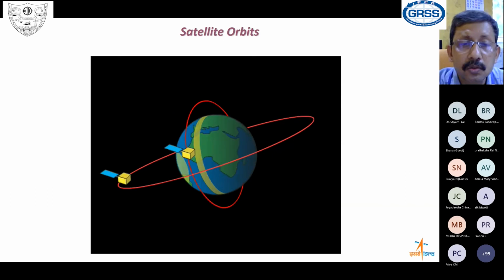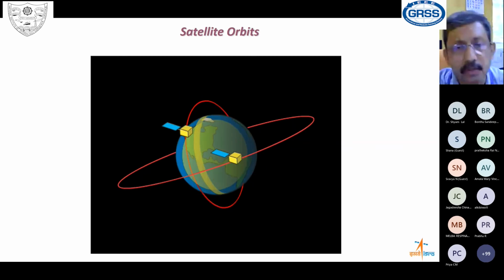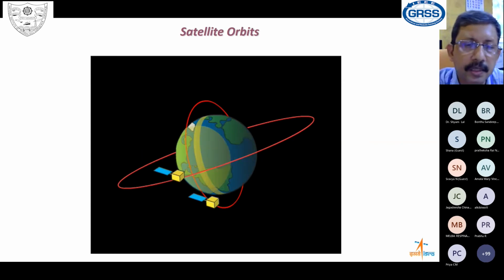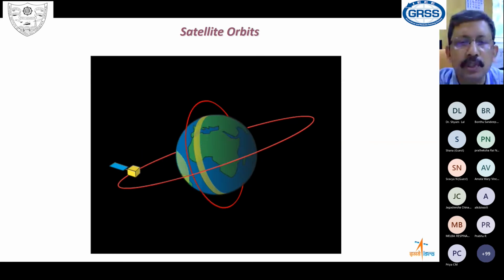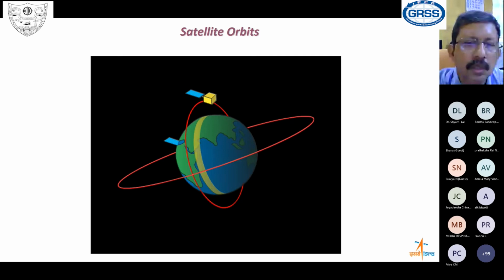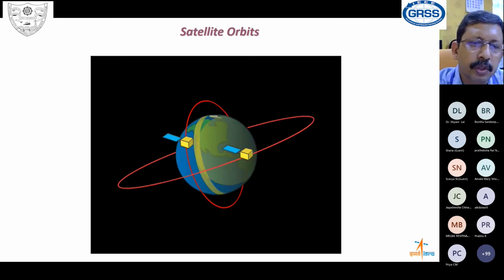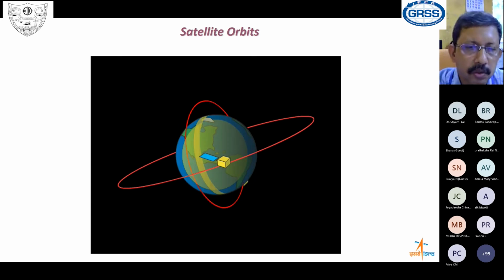And so that it seems that it is stationary over a particular area of the Earth, mainly at the equator. These satellite orbits are always over the equator. The second one, which is going from the pole to pole, is a polar sun synchronous orbit.